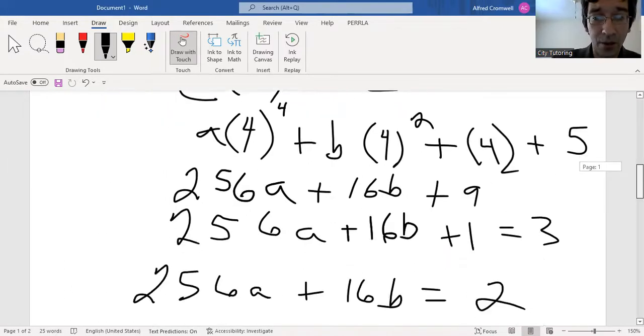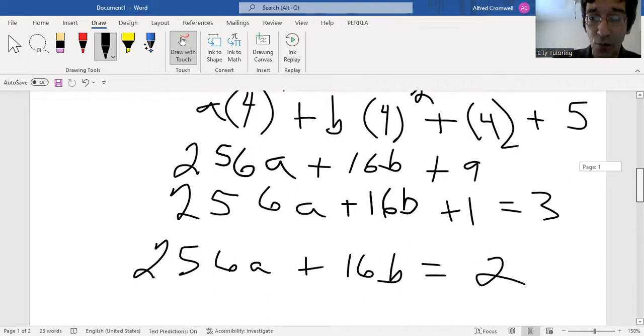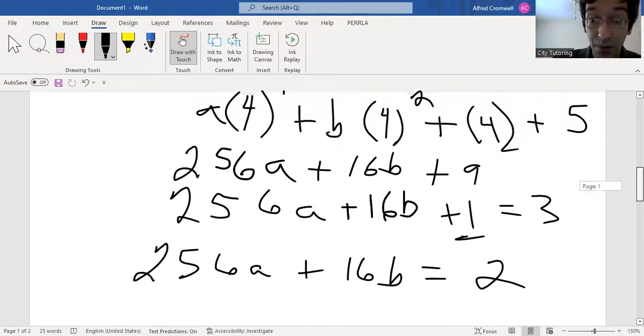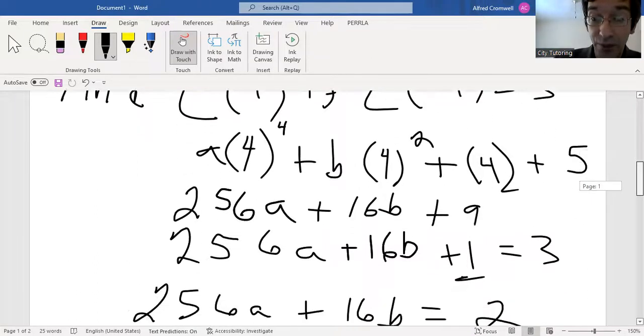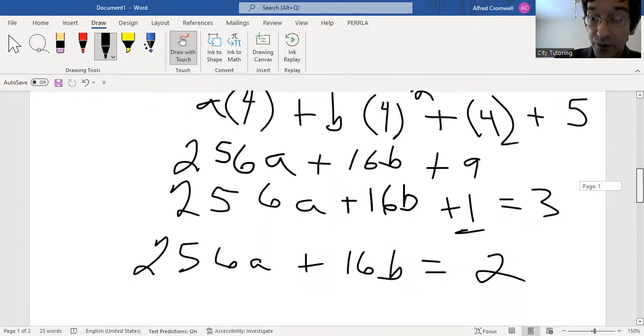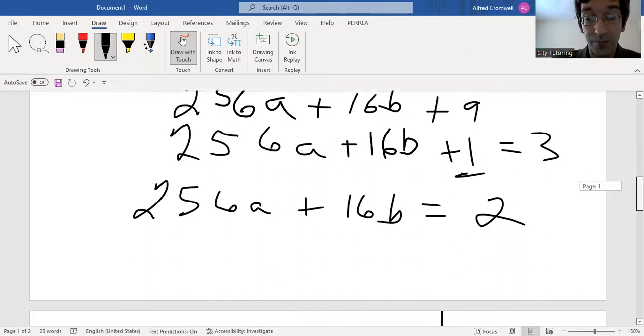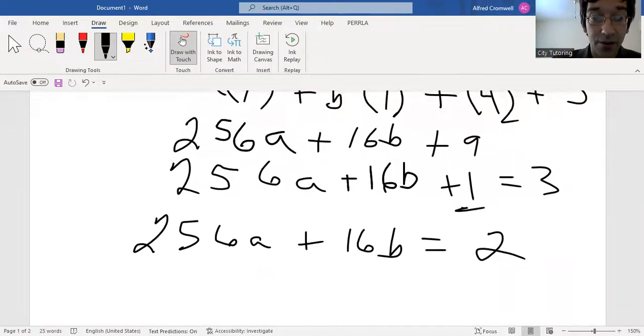And then when I plugged in negative 4, the only thing that changed was this 1 here. And that's equal to 3, because I told you in the original problem, T of negative 4 equals 3. This is the expression for that. That equals 3, and then I simplified it. I moved the positive 1 to the other side, and I got 2. I also said you don't need to find A and B, because the original expression, the 256A plus 16B plus 9, we know that 256A plus 16B equals 2. And that's how we were able to solve this.